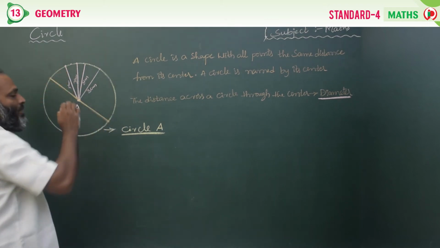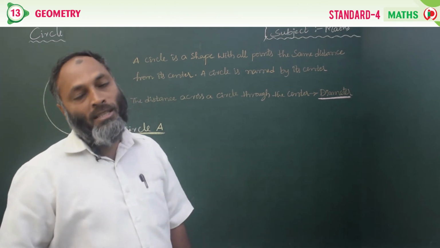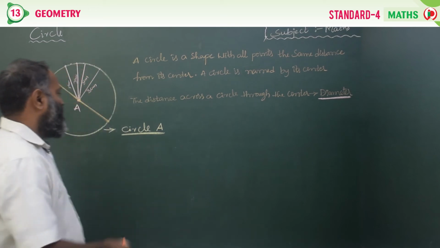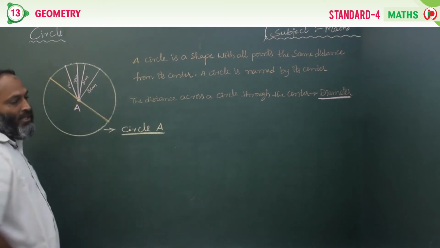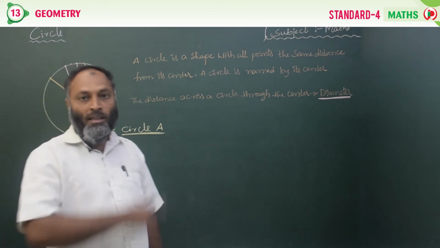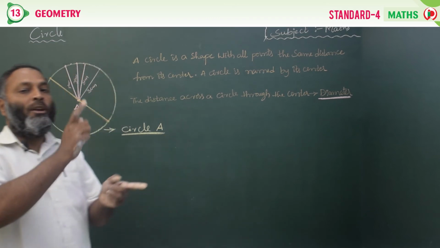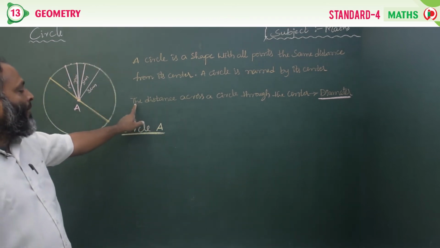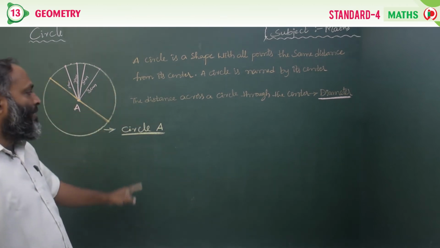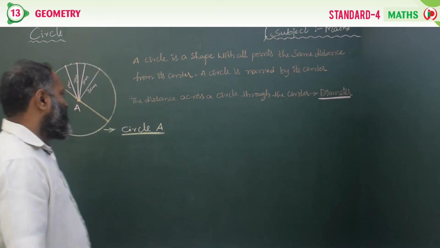So the 2 points, how are the 2 points? The 2 points should be on the circle. So the 2 endpoints are on the circle, and the line passes through the center of the circle. So if you draw like that, that line segment is called the diameter of that particular circle. That is what he is saying here: the diameter is a distance across a circle through its center.